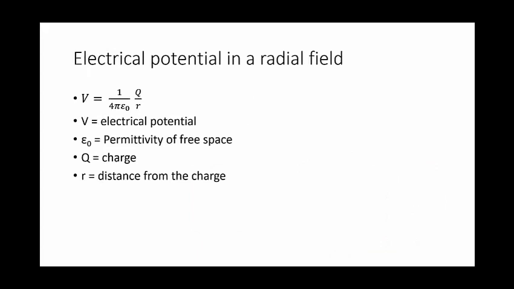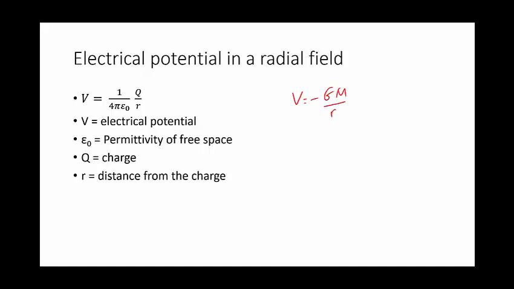equipotential. Okay, so for the electrical potential in a radial field, we use the equation V equals 1 over 4 pi epsilon naught Q over R. And we've got all the definitions of what those terms are listed there for you. Remember, the unit of electrical potential is going to be volts or joules per coulomb.